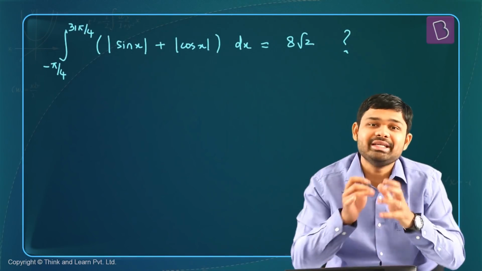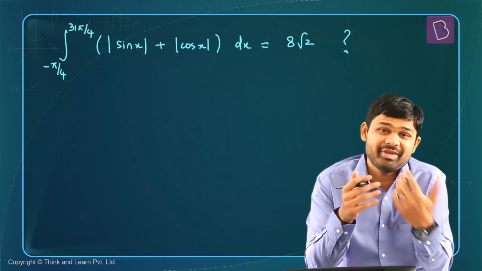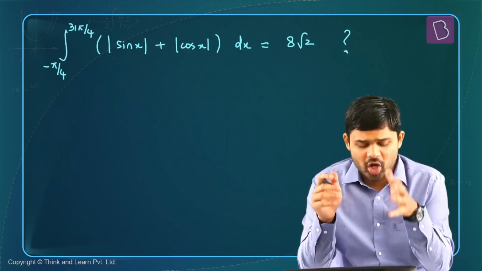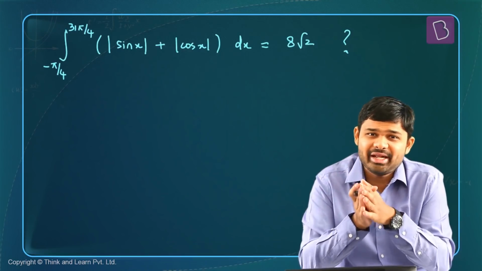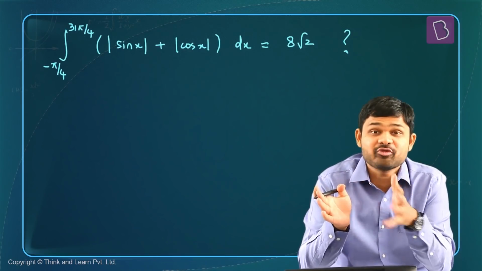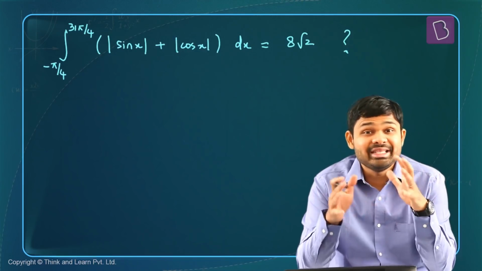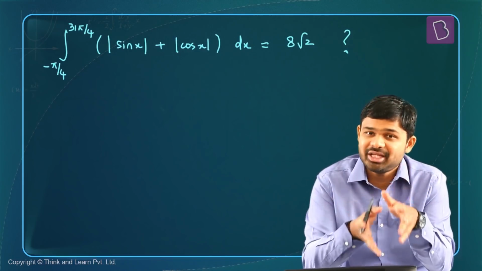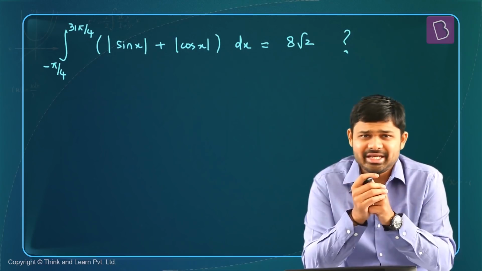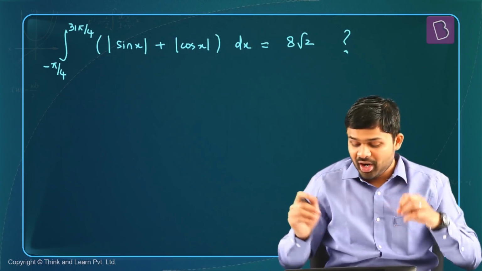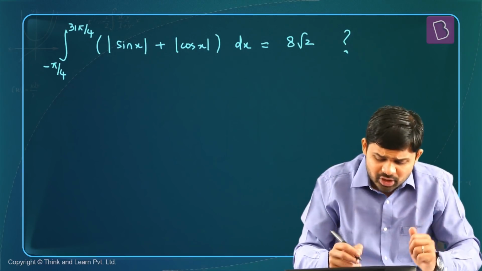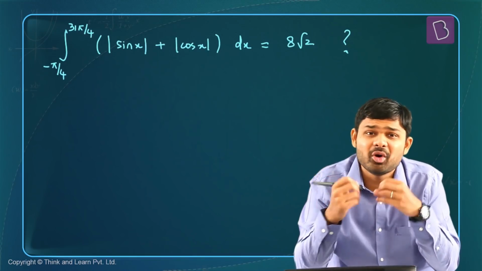Let's see what is the nature of that particular option, whether it's true or false. So in option D, we have to evaluate an integral between negative pi by 4 and 31 pi by 4. This time it's the mod of sin x plus the mod of cos x dx, and we have to see if this is equal to 8 times root 2. So now this is actually a more simple question.